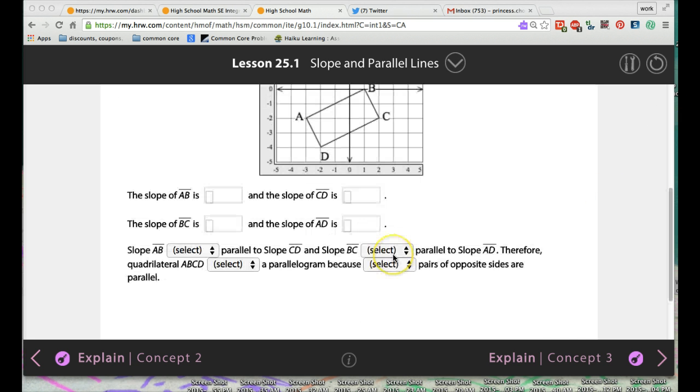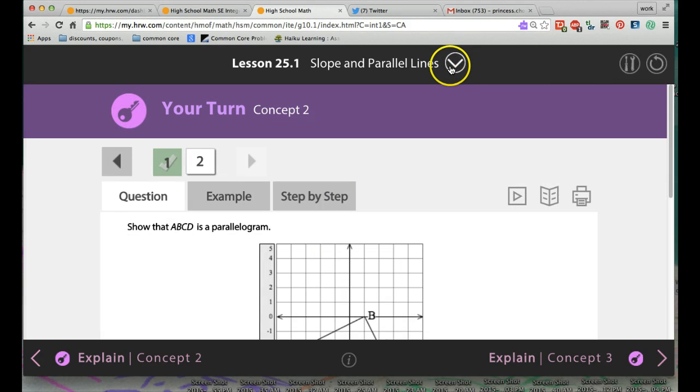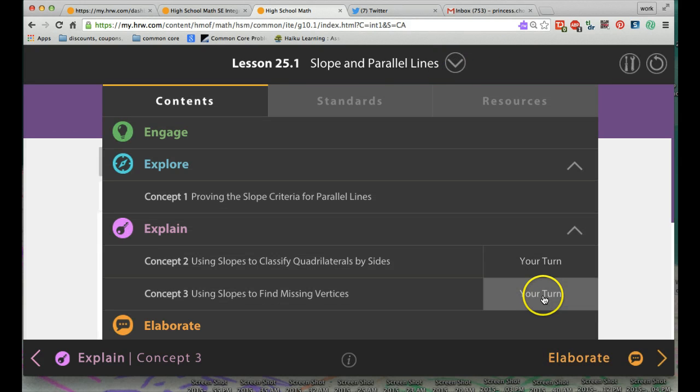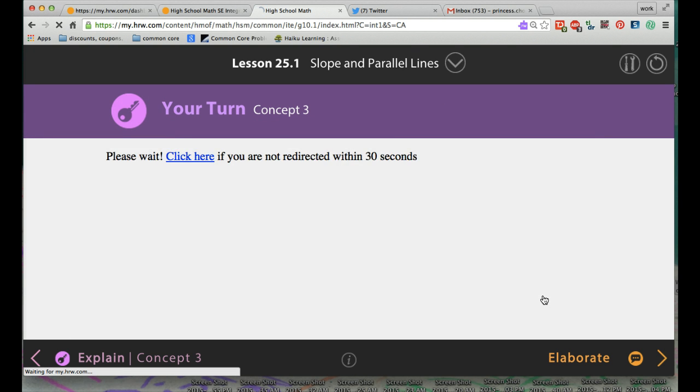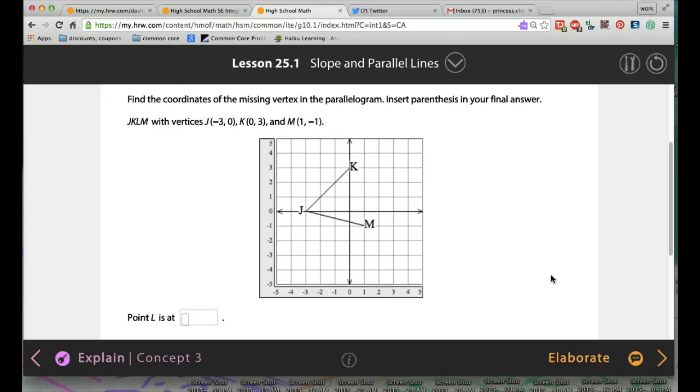So you're going to use that information to answer that part. Now I'm going to move on to the very next set of your turn questions. Okay, so there you go. It says find the coordinates of the missing vertex in the parallelogram and insert parentheses in your final answer.